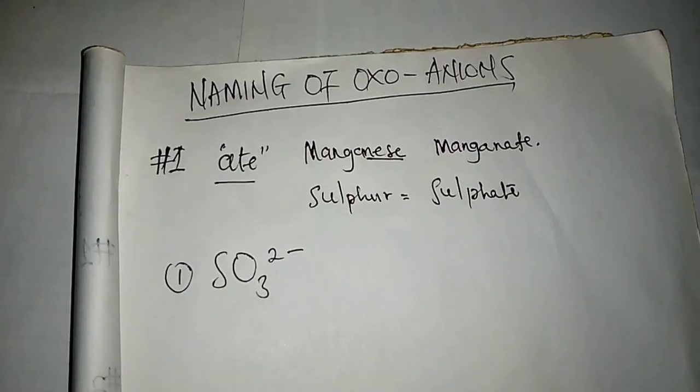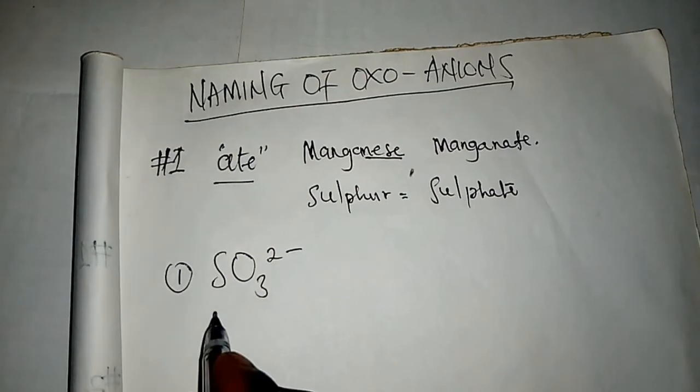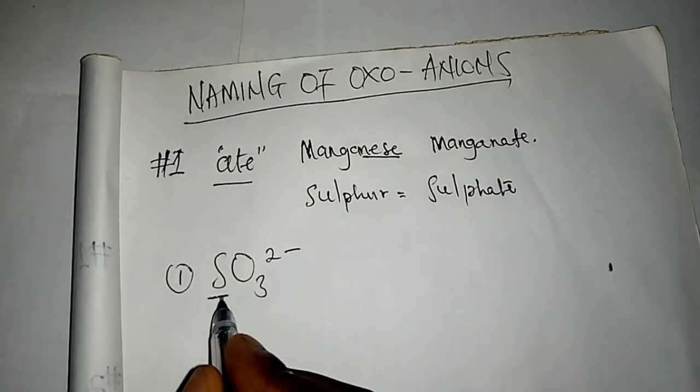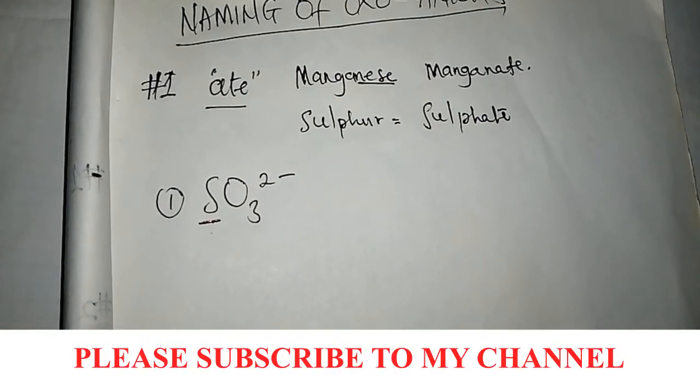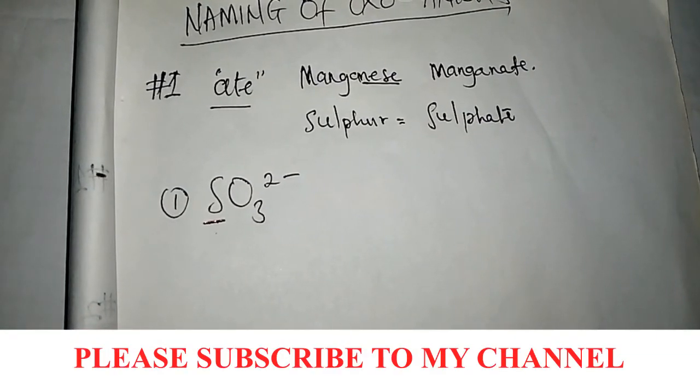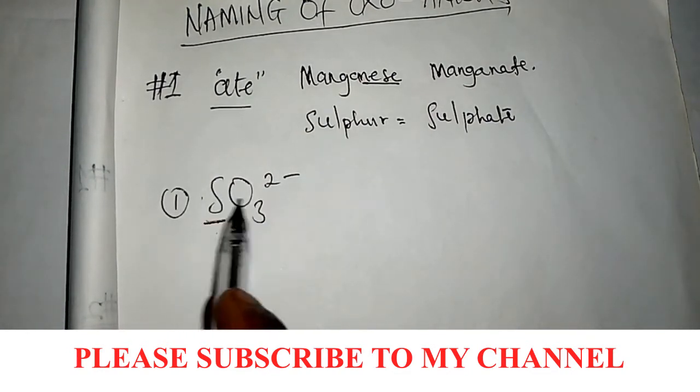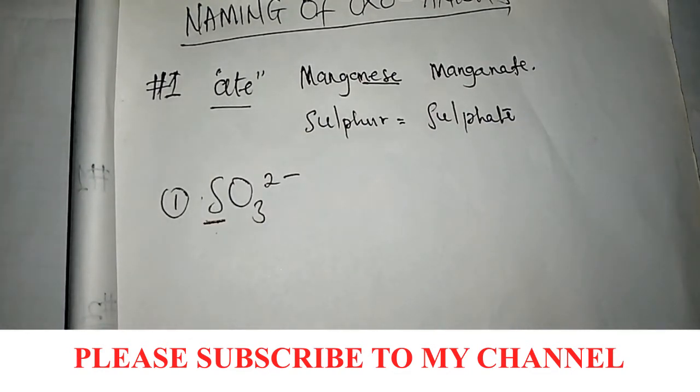All that you need to do is calculate the oxidation number for the central atom, and the central atom in this Oxo-Anion is S. We know that one of the rules states that when we sum up the oxidation numbers of the individual elements forming the ion, they should be equal to the charge the anion is carrying.